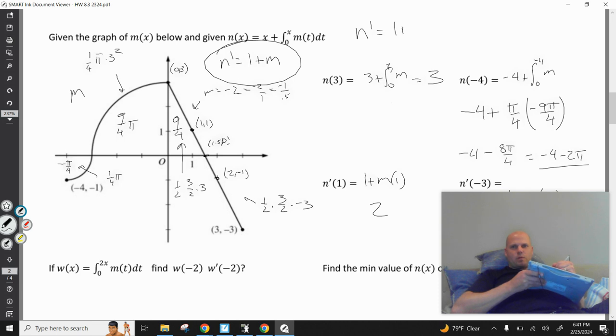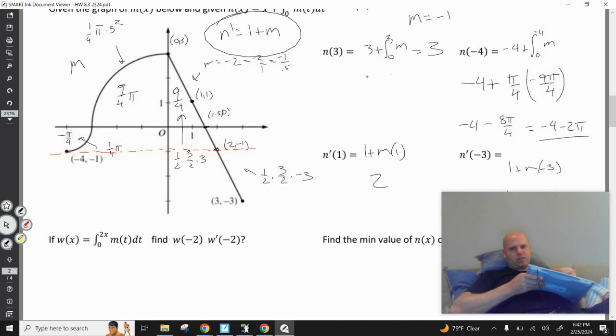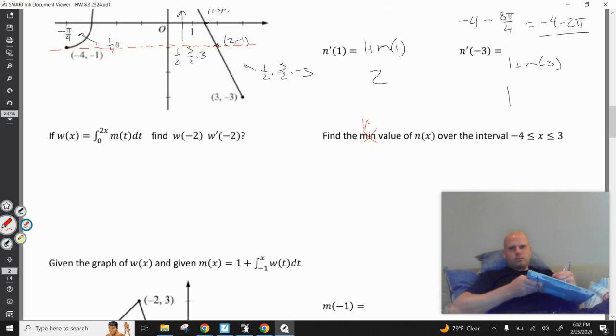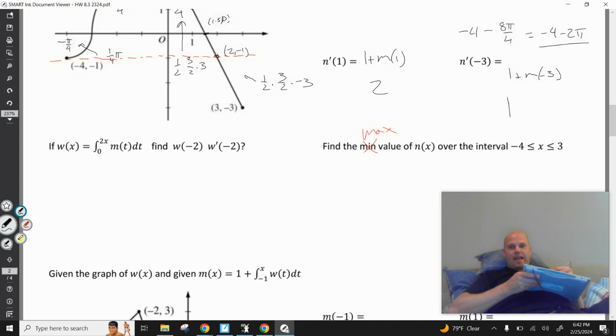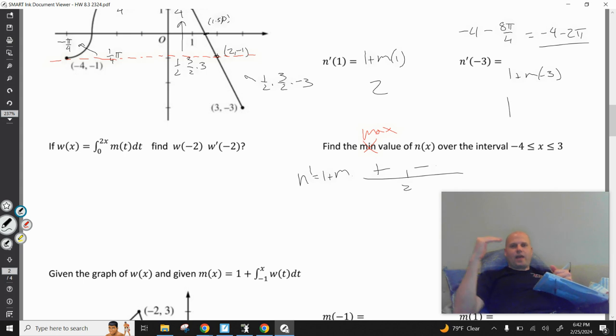N prime equals 1 plus m equaling 0 is when m equals negative 1. So your candidate is 2. I'm changing this to max because I want you to find it. Now, if you think about it being bigger than that value, that's like your derivative 1 plus m being positive. Negative would be 1 plus m being negative, or below it. So n prime, which equals 1 plus m, is positive until 2 and then negative after that. Okay? So we know that has to be the max.